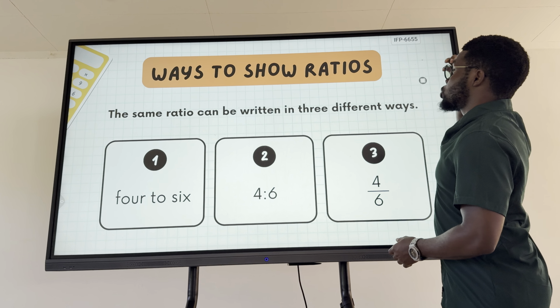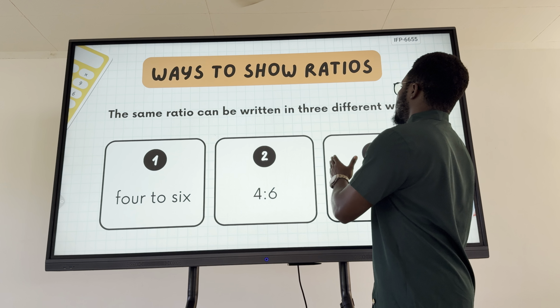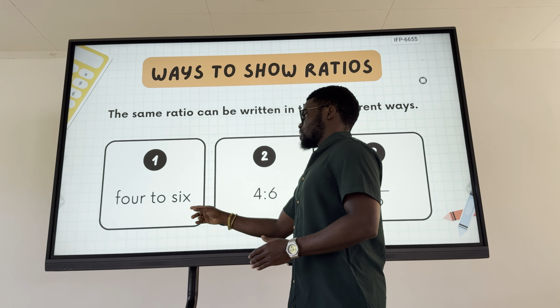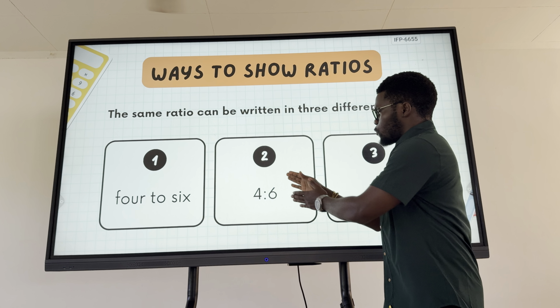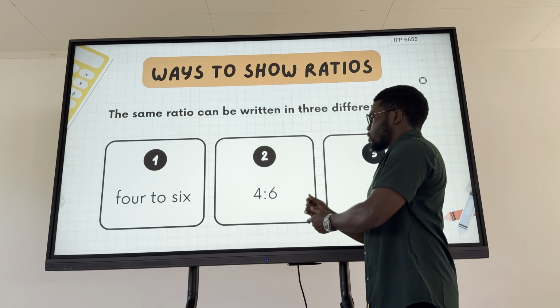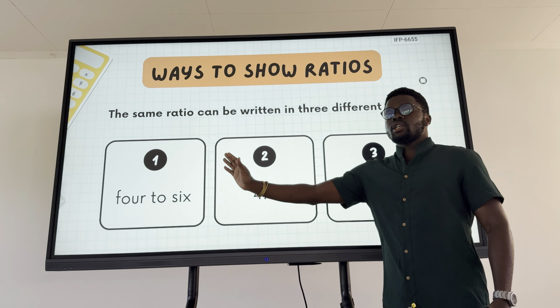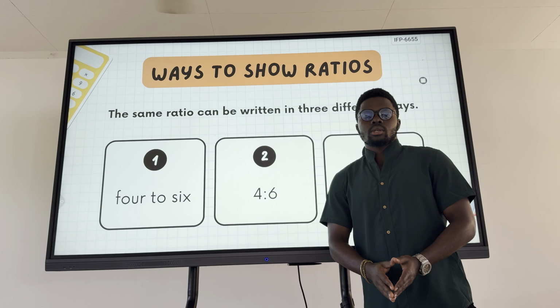Now, ways to show ratios. So the same ratio can be written in 3 different ways. For example, 4 to 6. You can also write it like 4:6. You can also write it like 4 out of 6. These are ways of writing ratios, okay?